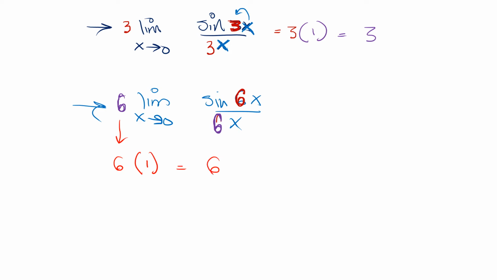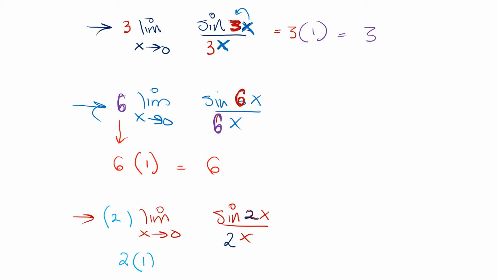Let's take one more example. What will you do if you have limit x approaches 0 of sine 2x over x? What number is missing from the denominator? Here in the angle there is 2, so it means 2 is missing. If you write the 2 here, you have to write the 2 outside the limit. Now write 2 as it is, and the whole term is equal to 1. So the answer is 2.